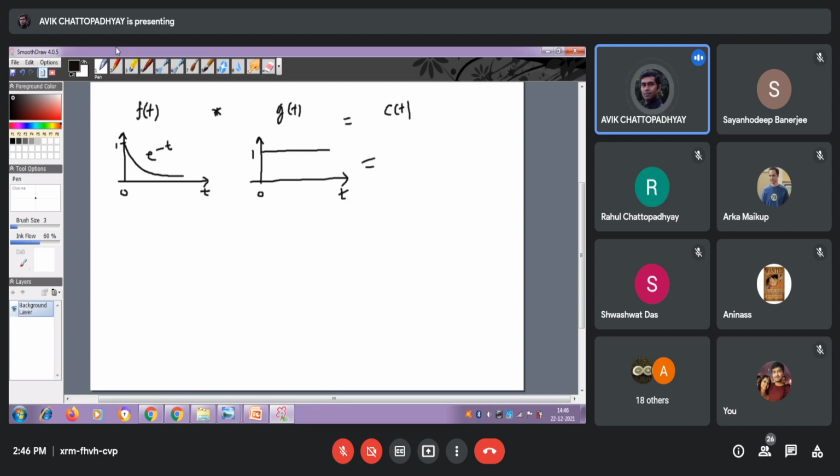I got your point, whatever you were trying to convey. But ultimately, clubbing these two parts together, what will be the resultant shape of c of t? Where will it start, where will it end, and how will it vary, this kind of nature.